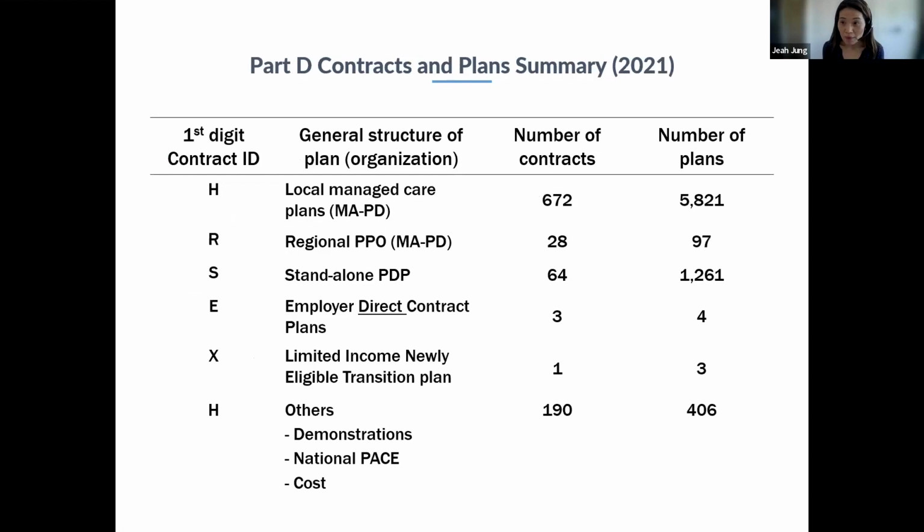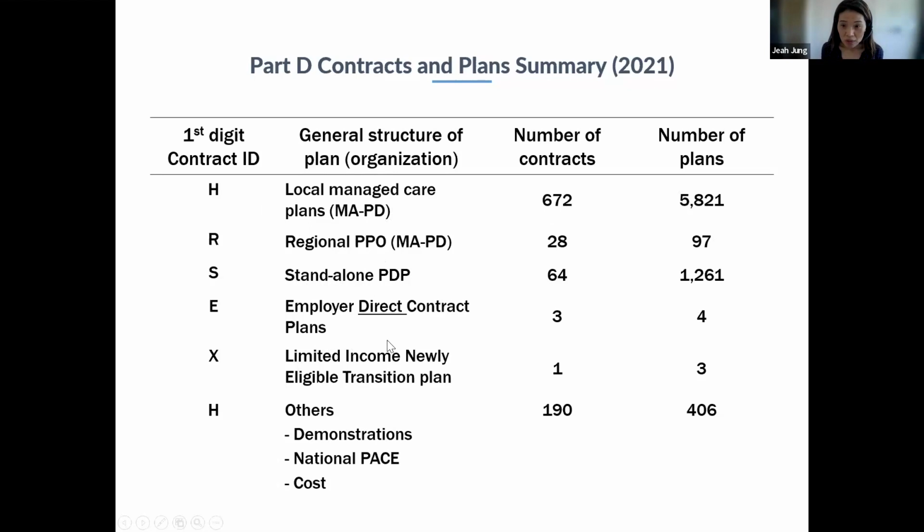So now, because we covered contract ID versus plan ID, you can guess that the number of plans in each category is always greater than the number of contracts, right? A contract is a little bit higher level, like United Health and HXXXX, and that contract offers different types of benefit packages or different plans. So we have more plans than contracts. So that's H. A lot of the Part D plans are either MAPDs, the local MAPDs, or standalone PDPs. And we have some regional PPOs.